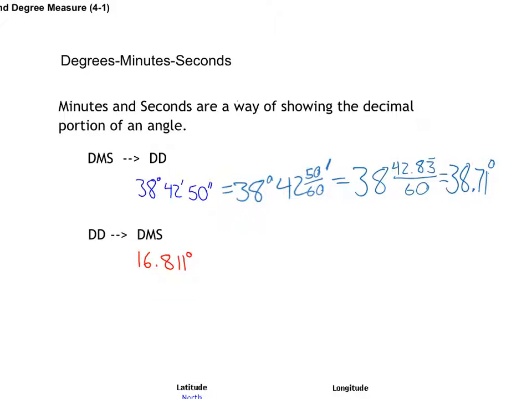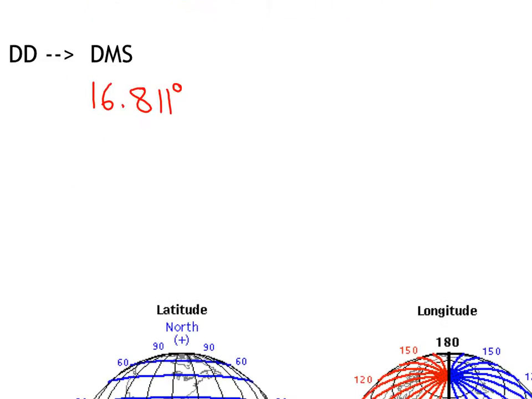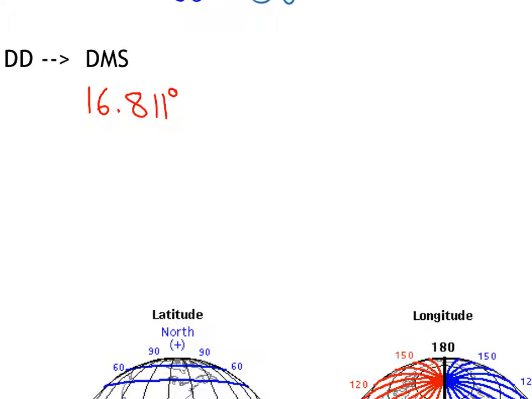Now, we can also convert going the opposite way. If I have 16.811 degrees, I know that that is going to be 16 degrees, but now I need to figure out how many minutes it is. So you multiply by 60. So I do the 0.811 times 60. That is 48.66.